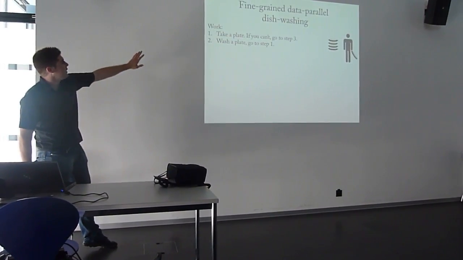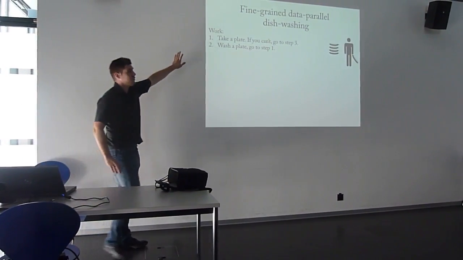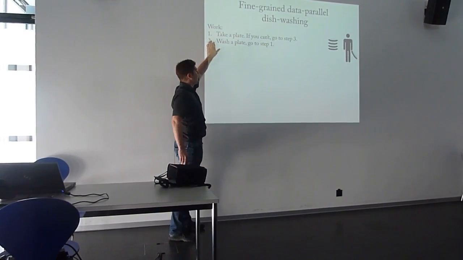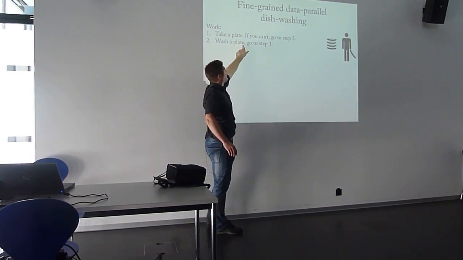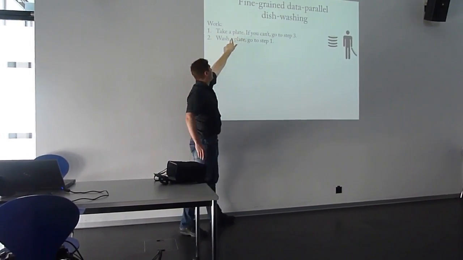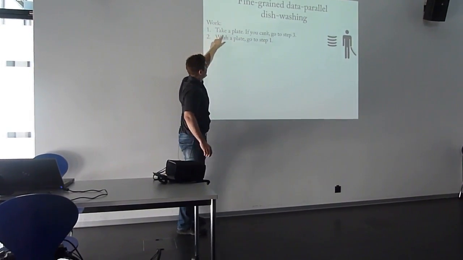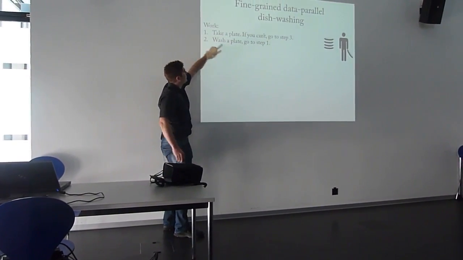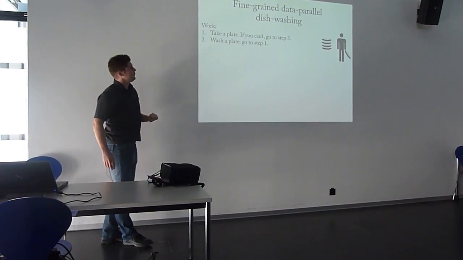And then the algorithm is: take a plate. If you can, go to step 3, and we'll see what step 3 is. But if you can't, then wash your plate and go back to step 1. And this is really simple. Most of the time, we're just taking the plate and then washing it and going back, just looping through. This is what you do most of the time.